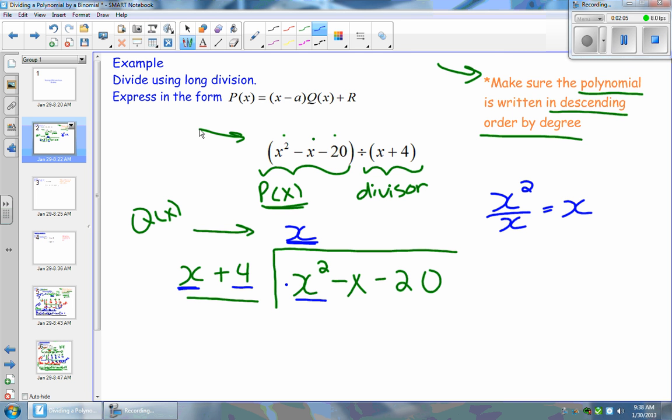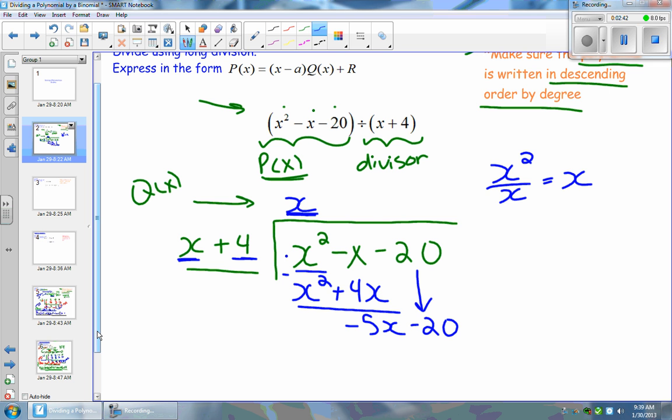So x times x gives me x squared, and that goes right underneath, just like that. And then x times 4 gives me a positive 4x. Now write a bar underneath and carry out the subtraction. So x squared minus x squared gives me a 0. Negative x minus 4x gives me negative 5x. Be really careful with your signs when you're subtracting. I'm going to get rid of this 0 here because we don't need it. Now we just bring down the last term of our polynomial, which in this case is a negative 20.